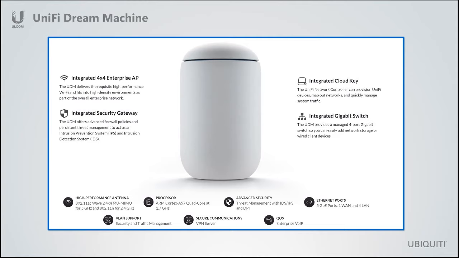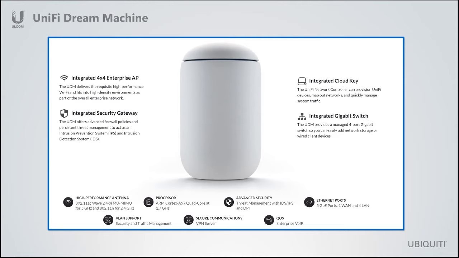It also has a gigabit switch, a 4-port gigabit switch. It also has its Cloud Key included, so it has a controller in it, so there's no need for a separate controller purchase and no need to host your controller anywhere. This device itself hosts the controller. And then it also has a 4x4 enterprise access point, a very powerful access point. All in one device that is a fraction of the cost if you had to purchase four devices separately.